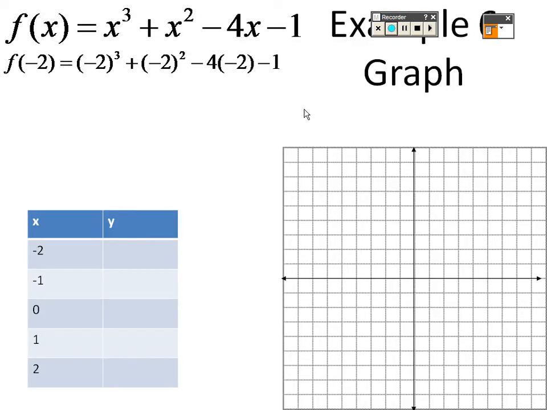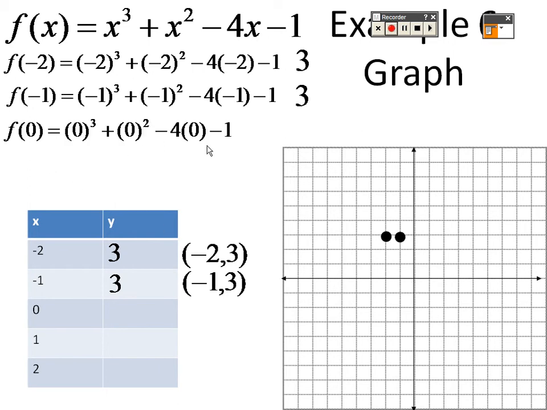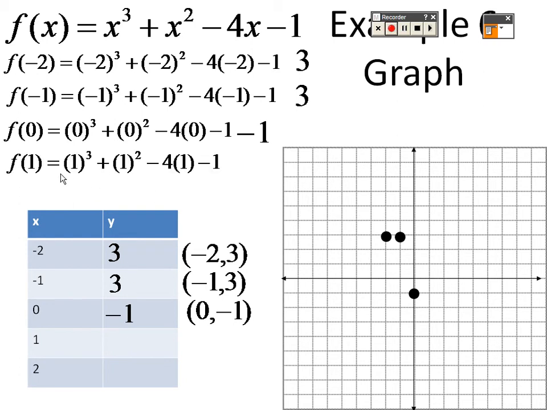So, to graph that, I plugged in a negative 2, and when I plugged it all in, I got 3 as my answer. Plug in a negative 1 everywhere, I got 3 again, so 3 goes in there. So it's negative 1, 3, right there. Plugged in 0, I got negative 1 as an answer, so 0, negative 1, right there. Plugged in a 1, and when I got out, I got a negative 3.